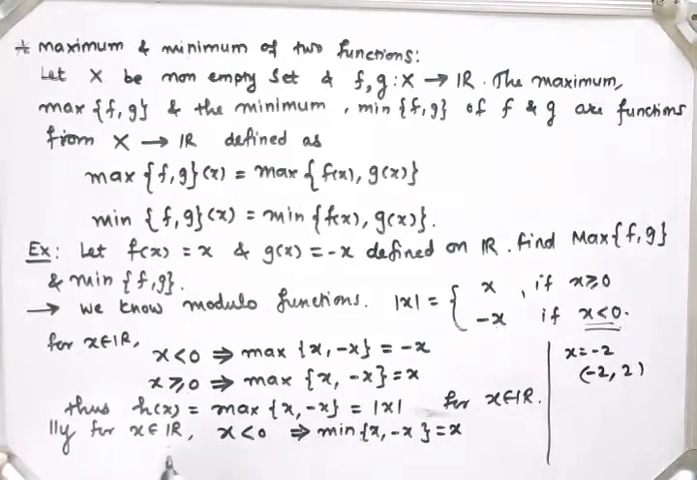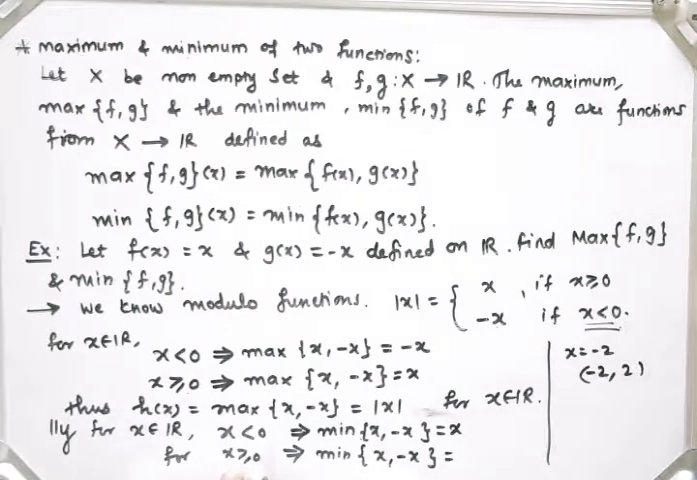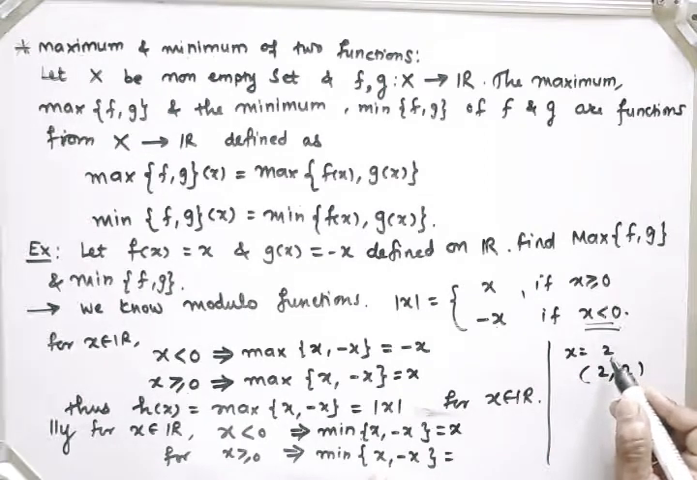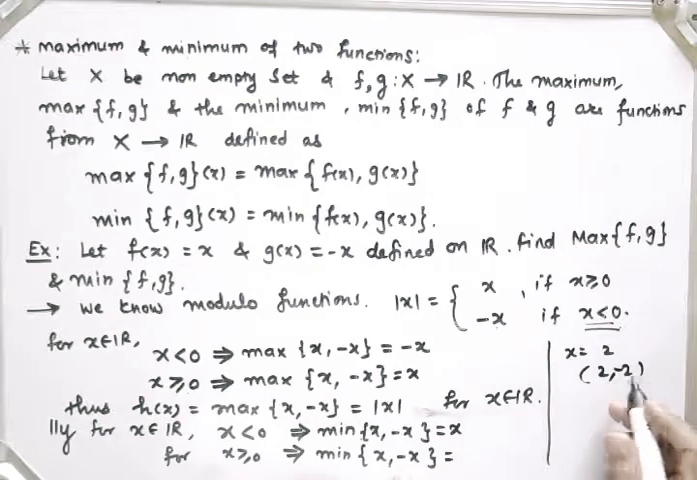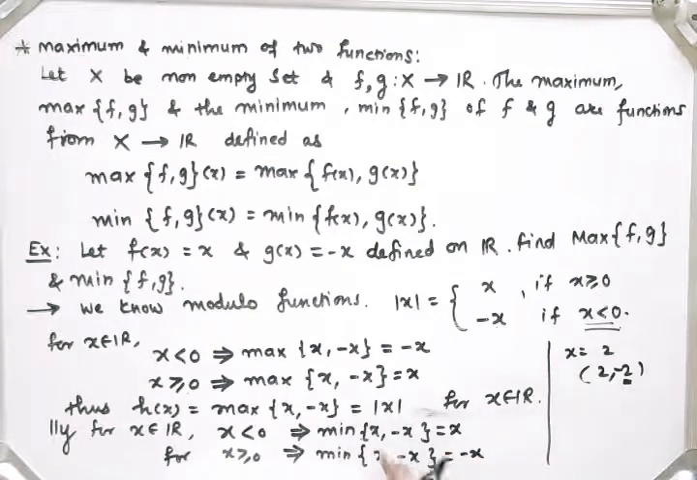And for x greater than or equal to 0, what will be the minimum of x and minus x? So x greater than or equal to 0 means I will put a positive number, so I will put x is equal to 2. Then what will we get? So x is equal to 2 in this equation, so 2 and minus 2, so the minimum of these two will be minus 2, which means minus x. So here again what we get? The minimum is x if x is less than 0, and if x is greater than or equal to 0 we get minus x.